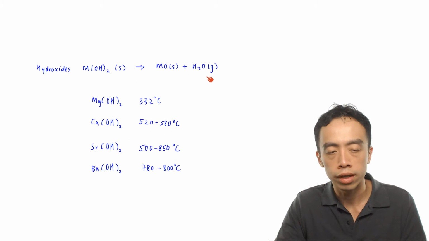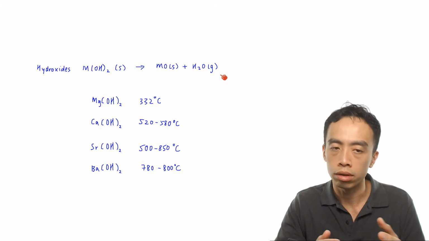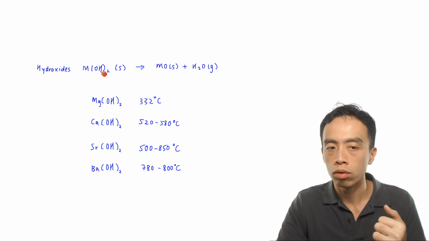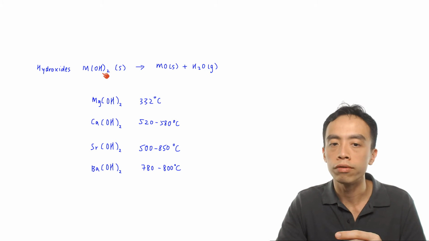Now how about hydroxides? Hydroxides, if I decompose hydroxide, I'll end up with the metal oxide plus water as the product. Again, in order for me to form this oxide, I need to break this OH bond and it undergoes some form of rearrangement. It ends up with oxide and water as the product.